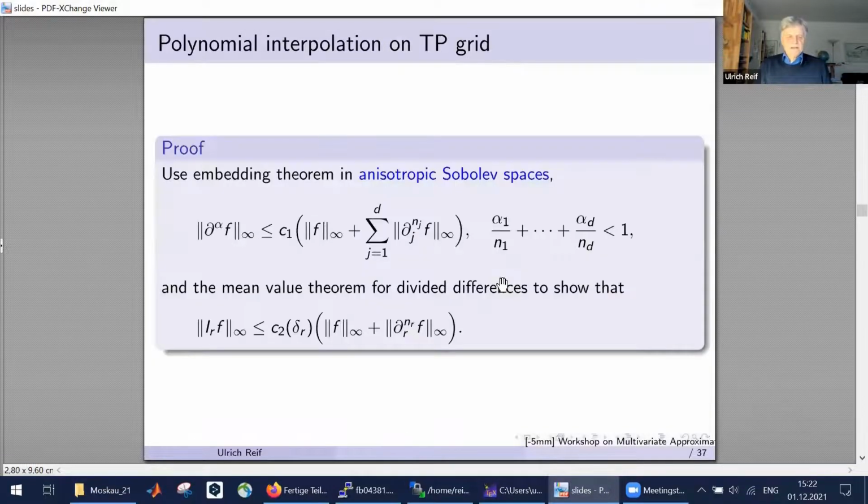Okay, the proof of this theorem is really not so trivial. It's based on an embedding theorem in anisotropic Sobolev spaces. And you have to use the mean value theorem for divided differences, and so this is a little bit more advanced to show that.